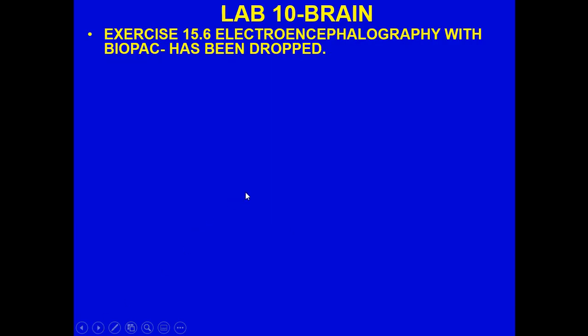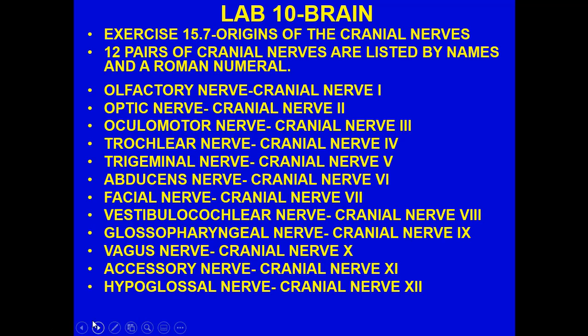Now, I dropped exercise 15.6 because we don't have a biopack set. No problem. Here's 15.7 that I do strongly encourage you to spend time on. It's one thing to just say, okay, olfactory, optic nerve, oculomotor nerve, trochlear nerve, trigeminal nerve, memorize it, set it to a mnemonic, etc. Those are helpful, but you've got to know what they do.